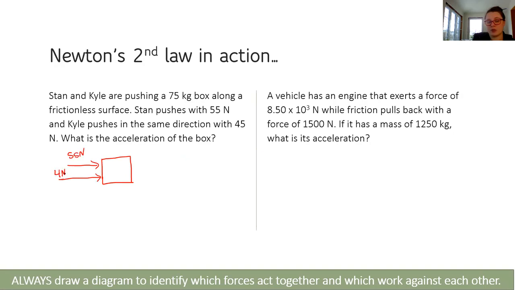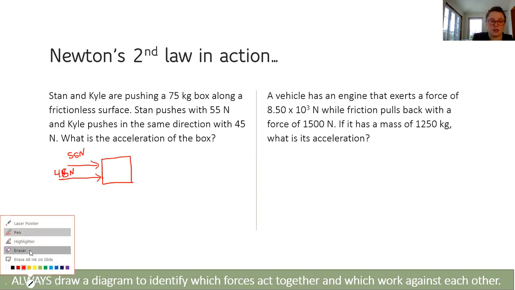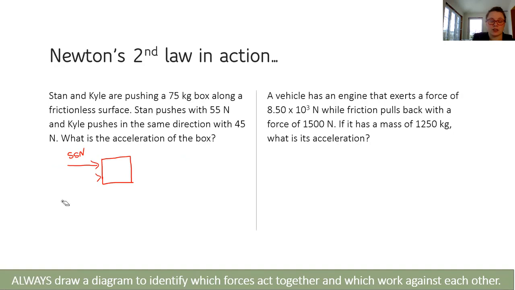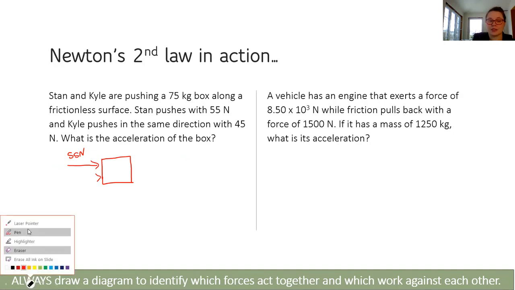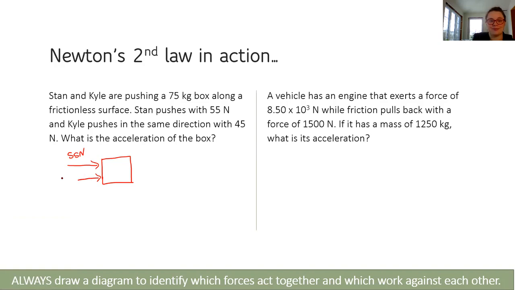I don't like the fact that the arrows don't line up with the sizes. There, I like to have them approximately equal to the sizes. All right, so 55 newtons and 45 newtons, the net force is equal to 55 plus 45. That gives us a total of 100 newtons.